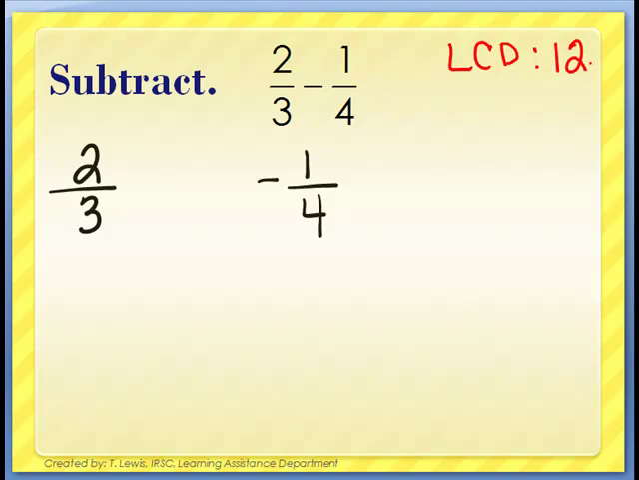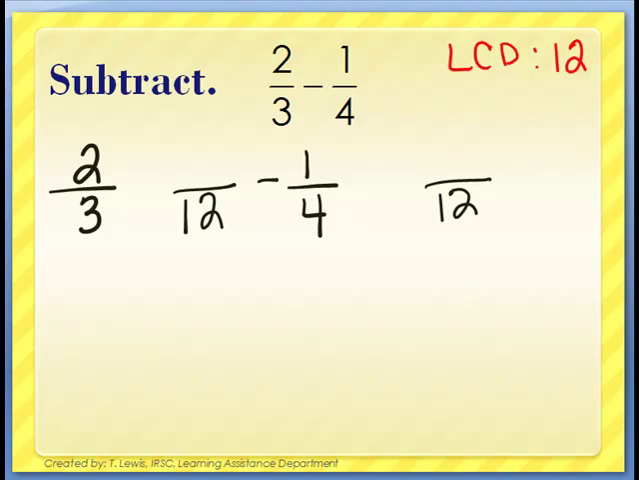So ask yourself, do I need to convert just one fraction or do I need to convert all fractions? For this question here, we're going to have to convert both fractions. What I like to do is just write the LCD next to each fraction. And then we're going to convert 2/3 and 1/4 into twelfths.